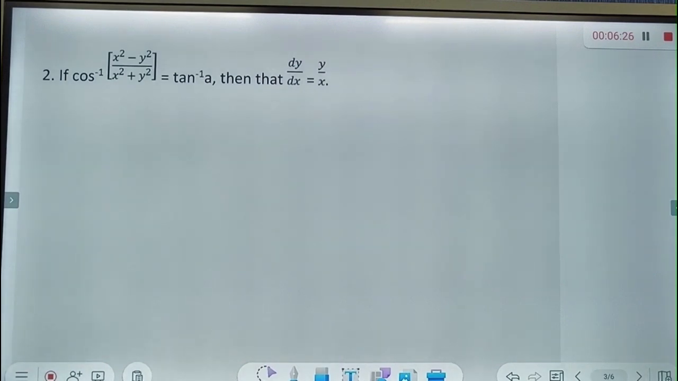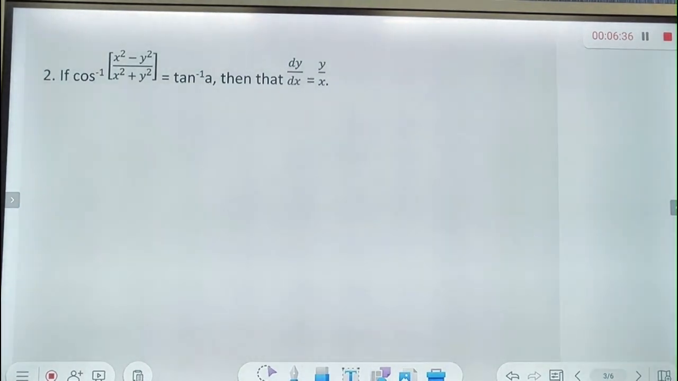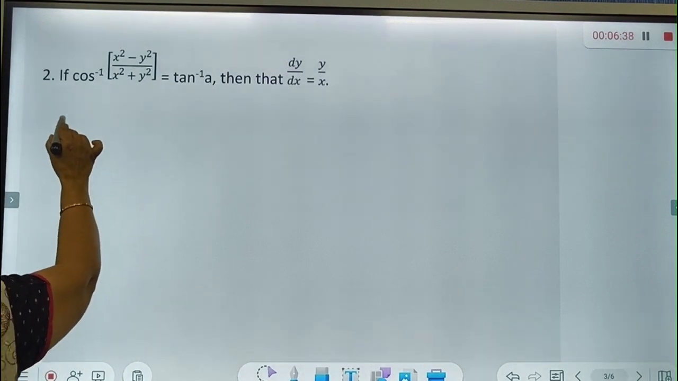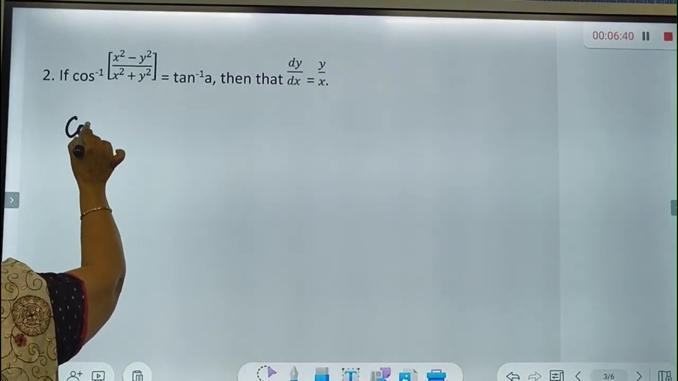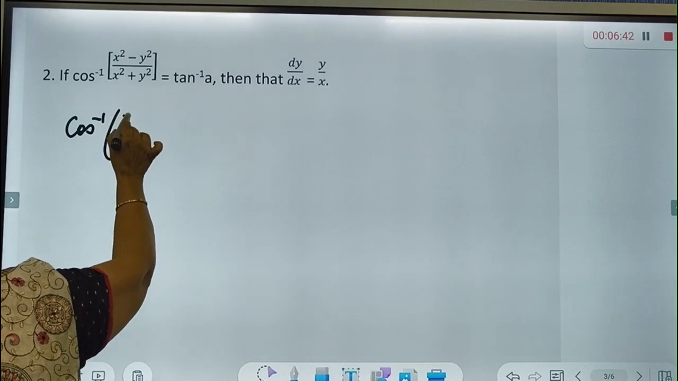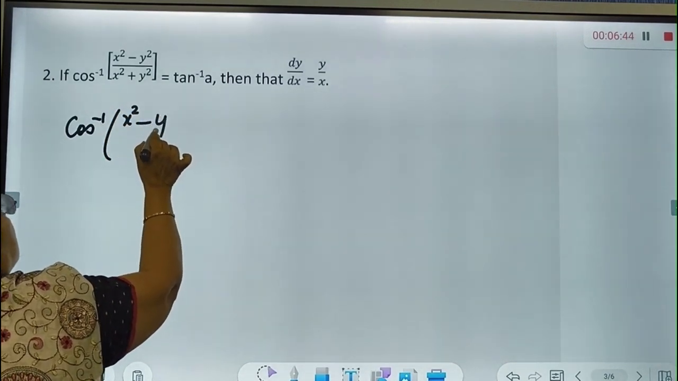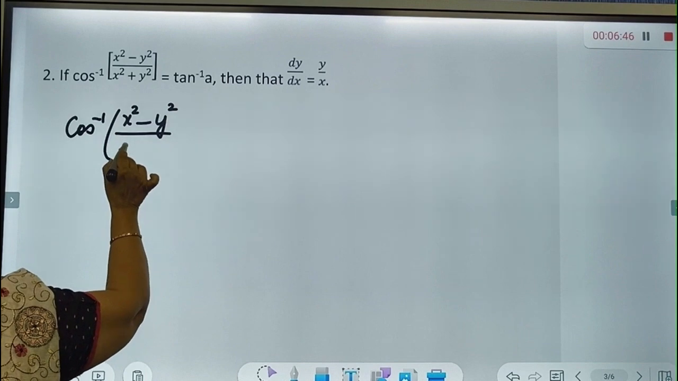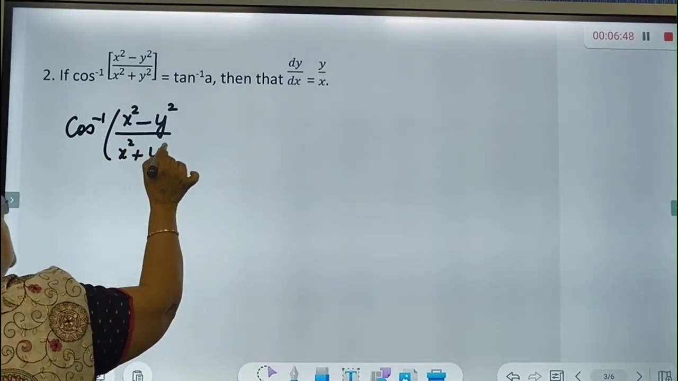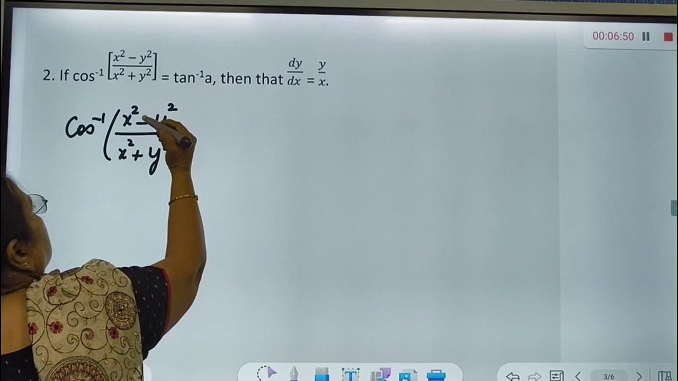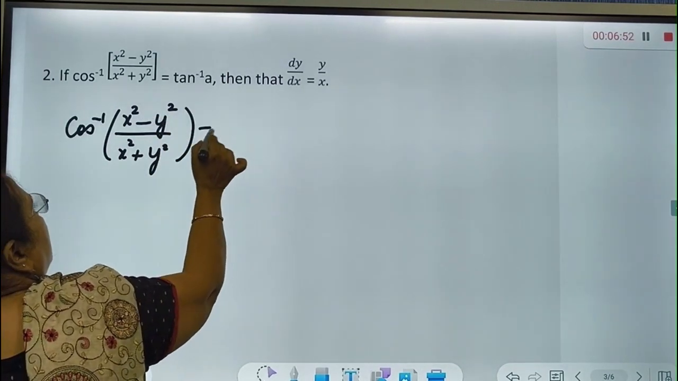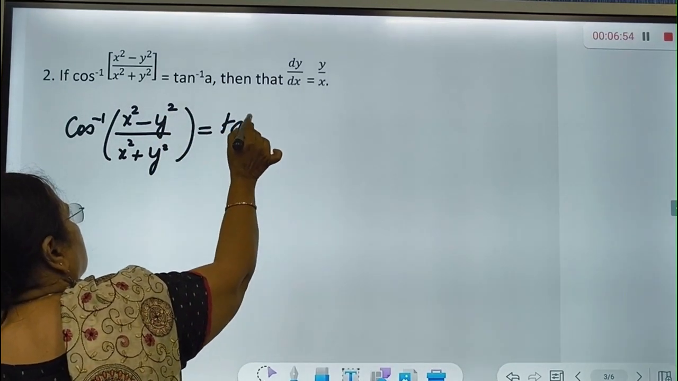Now look at this. You are given cos inverse of x square minus y square by x square plus y square equal to tan inverse a. You have to prove that dy by dx is y by x. So cos inverse of x square minus y square by x square plus y square is given to be tan inverse a.